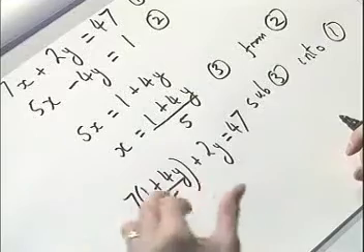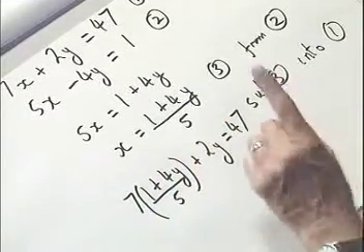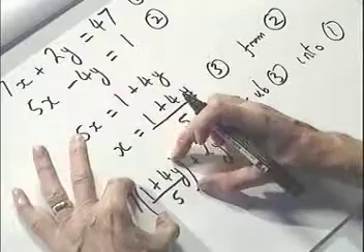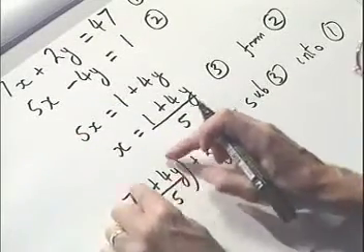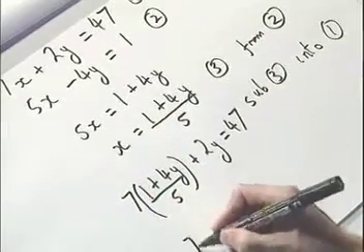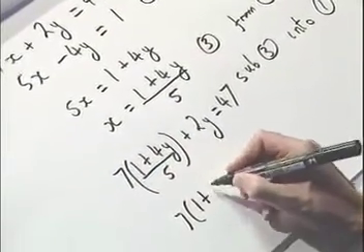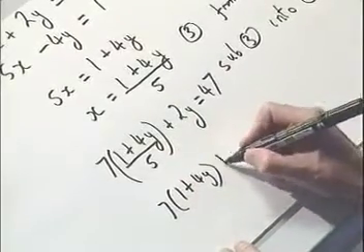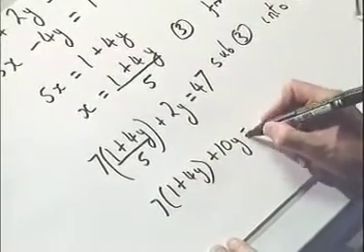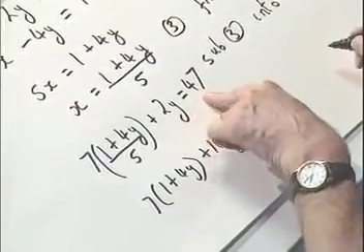The way to do that is to multiply everything by 5, and it has to be everything. So if we multiply that by 5, because we're dividing by 5, it's as though we actually do nothing to the 1 plus 4y. So that leaves us 7 times 1 plus 4y. We need 5 times that. That's 10y. And we have to have 5 times that.